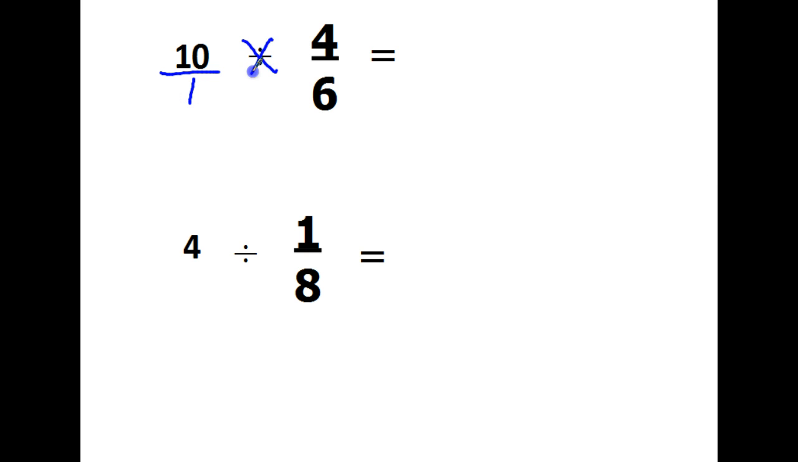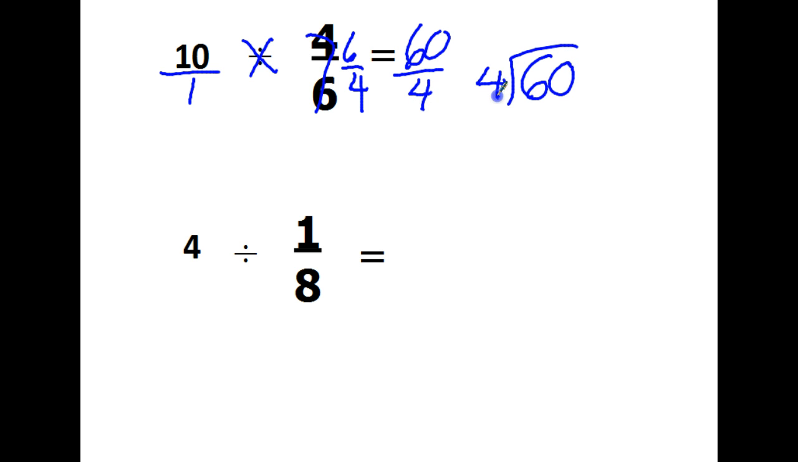Keep, change, flip. 10 times 6 is 60. 1 times 4 is 4. 64. So we're going to have a big number here. 1, 4, and 6. How many 4s in 20? 5 of them. Comes out even. It's going to be a whole number.